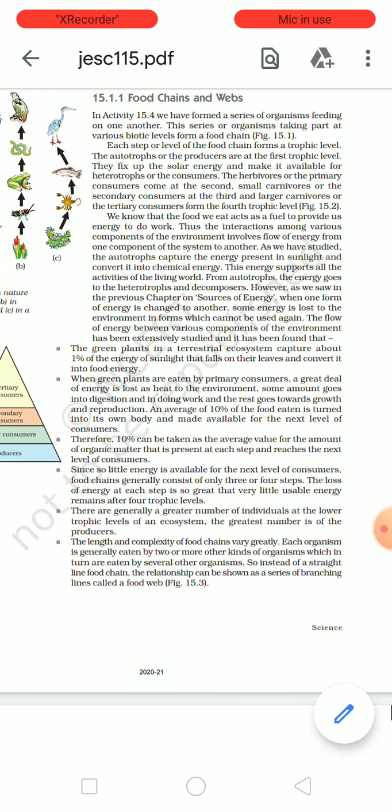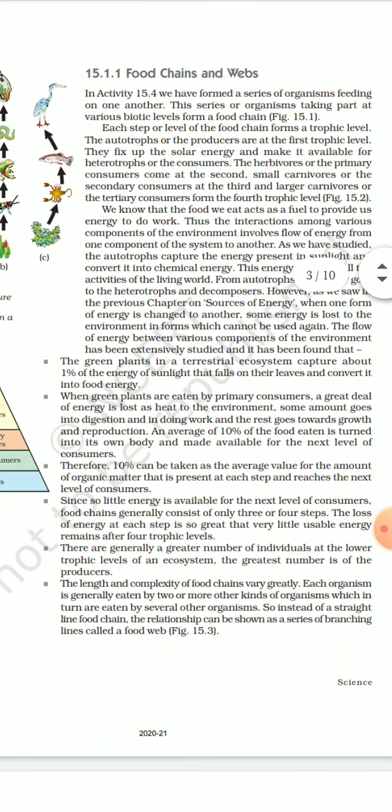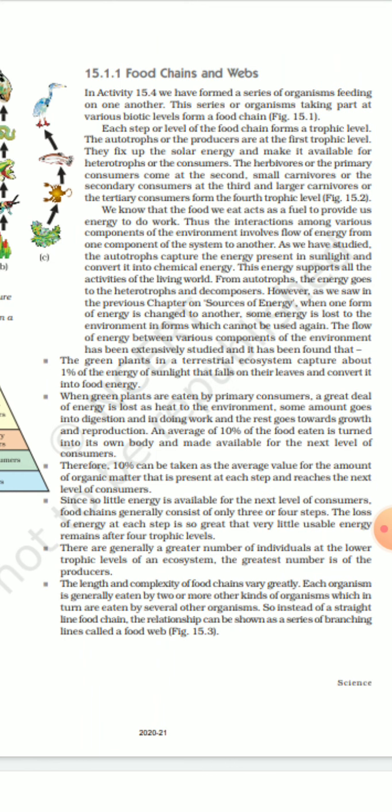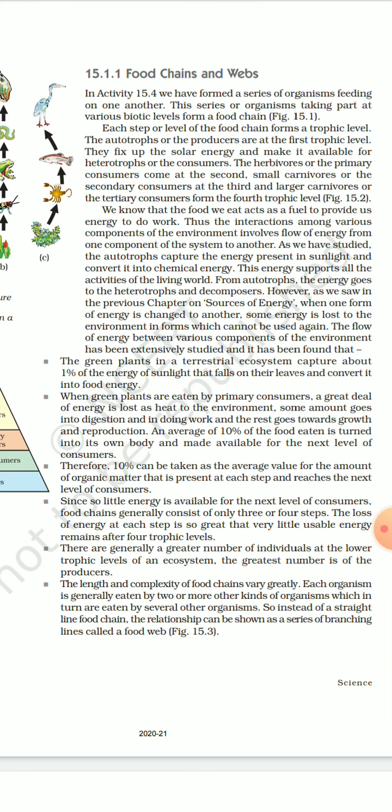So now let's discuss food chains and food webs. Each step or level of a food chain forms a trophic level. The autotrophs or the producers are the first trophic level, that is, those who prepare their own food. So they are the first in the food chain. They fix the solar energy and make it available for the heterotrophs or the consumers.